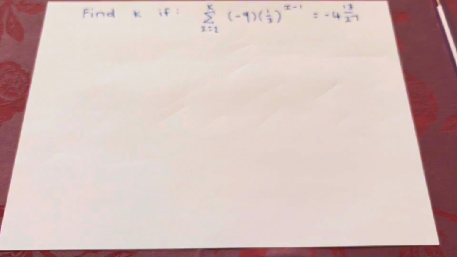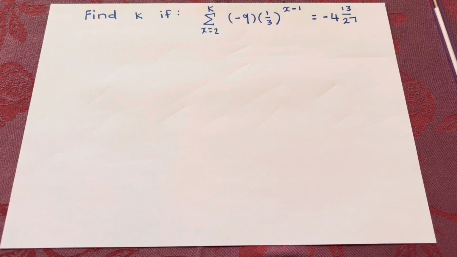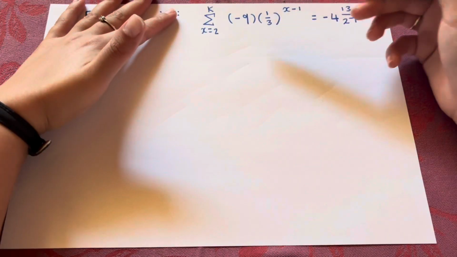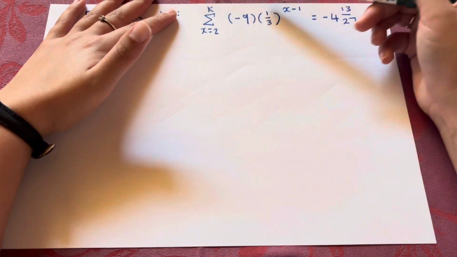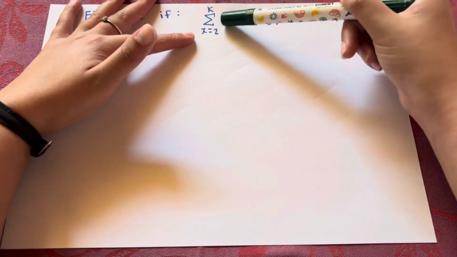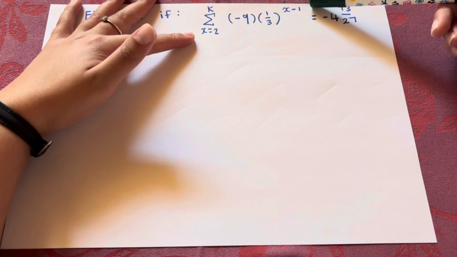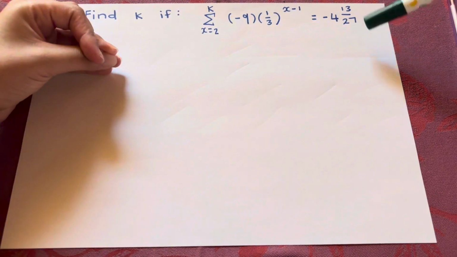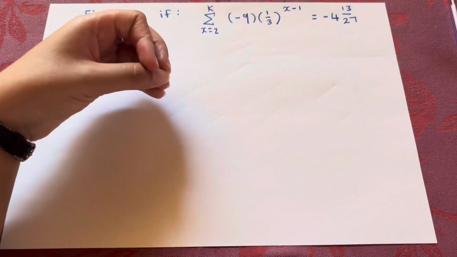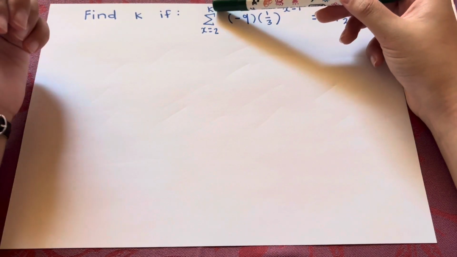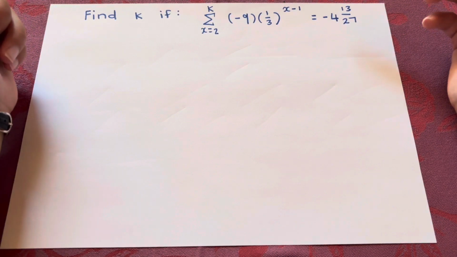This is an interesting sequences and series sigma type of question. Find the value of k in this expression. So the sigma, we have initial substitution values 2 until k of this expression, which looks like a geometric because of the exponent, and they're telling me what it's equal to. So I know the answer to sigma, I know the value of the series. So to find the value of k, it means at what point is our final value of substitution.